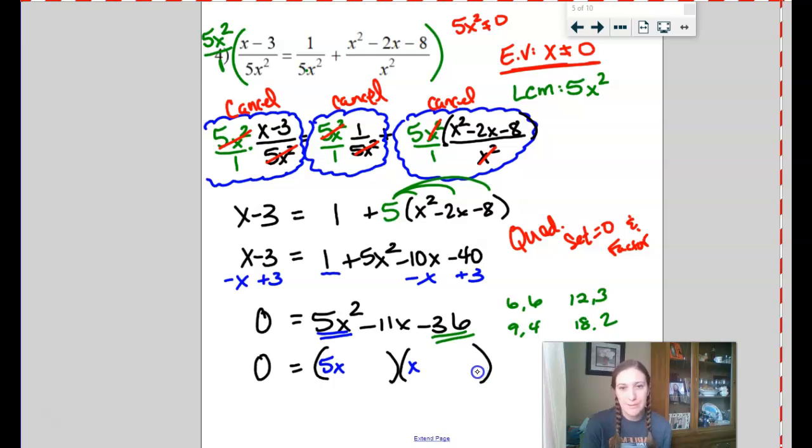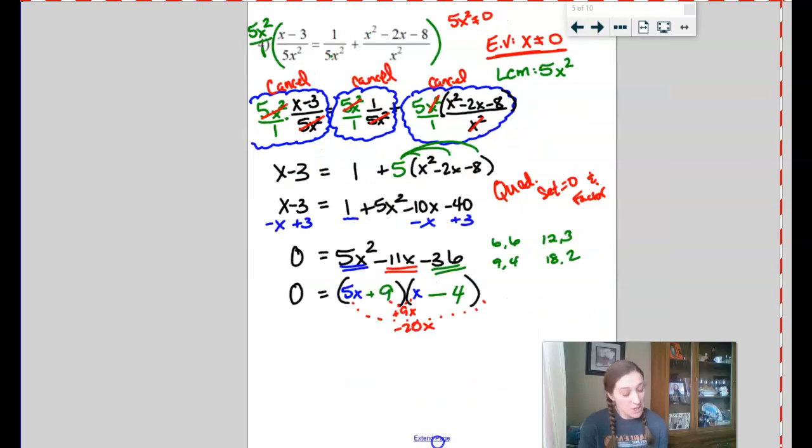I'm going to put the 4 here. I'm going to put the 9 here. And I know one has to be positive and one has to be negative to multiply to negative 36. And I'm going to make this guy negative. Let me show you why. Because now I have, whew, that's a negative 20x right there. And this is a plus 9x. And if you were to add those together, you get that negative 11x in the middle. All right. Unfortunately, thank you, algebra, we're not done.